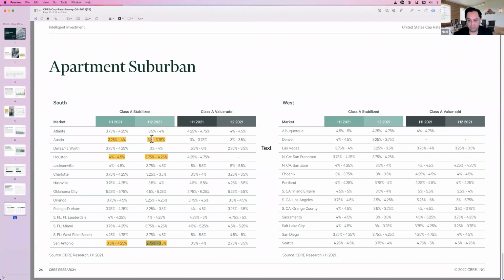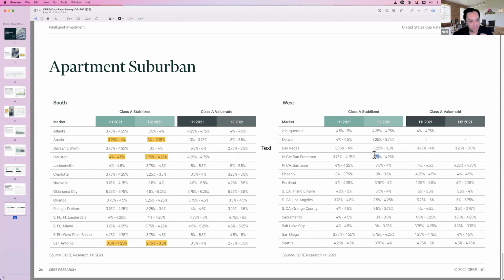Not Austin, which obviously was the other metro that breached the cap. Houston's doing really, really well as well. But take a look at San Antonio. This is a landmark for our industry because none of these superstar gateway metros are even close. For example, on the right side, you see San Francisco. This is long considered the benchmark, the gold standard. 3.75 cap in the first half of 2021, 3.75 cap in the second half of 2021.